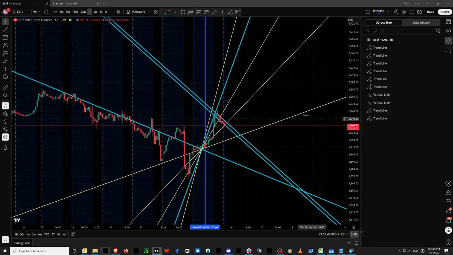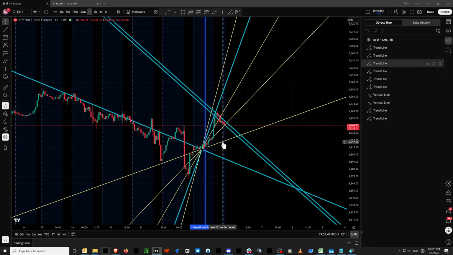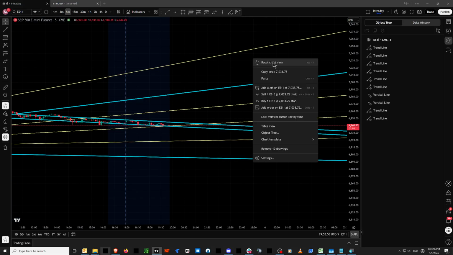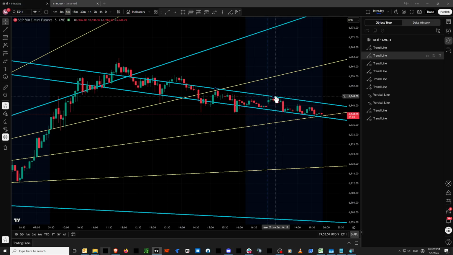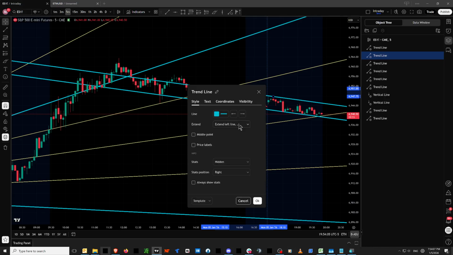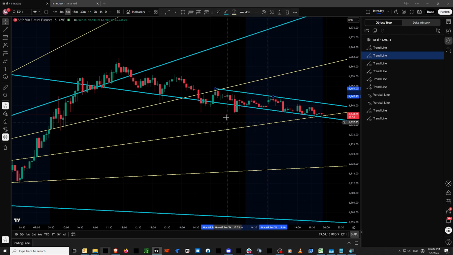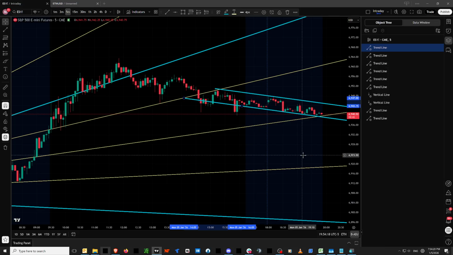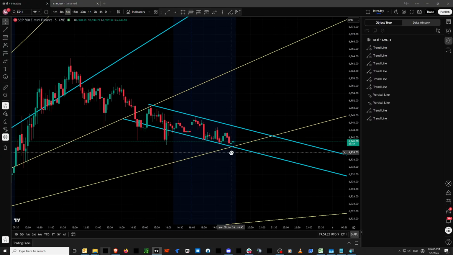And remember, too, you don't have to have these lines extend. If I come back down into the 5-minute, reset this chart, I can always go over to style, extend, turn that off. Same thing here, turn that off. And now I've got just a little small time channel going on here.